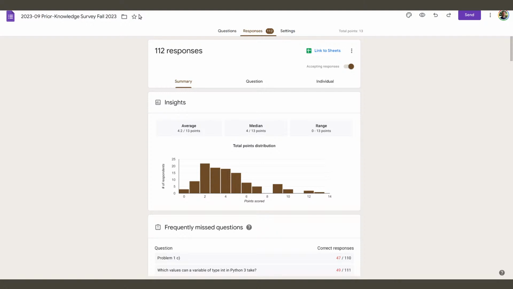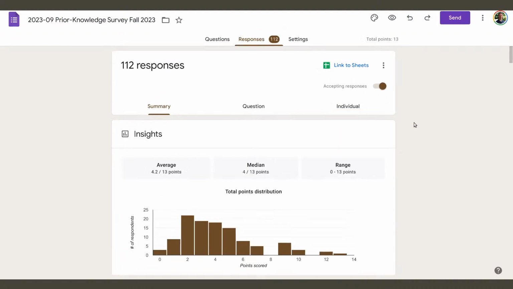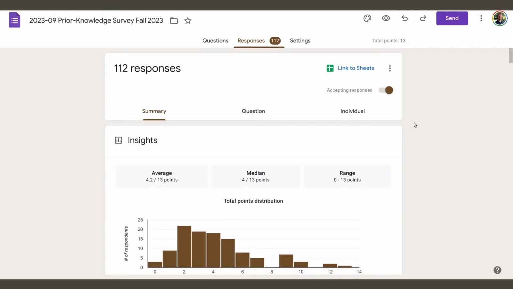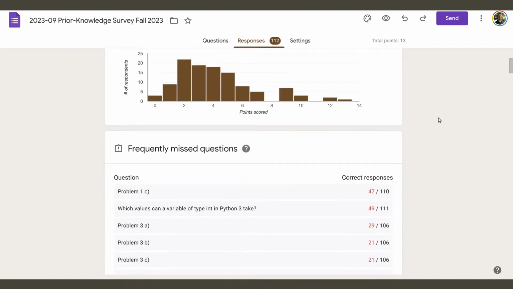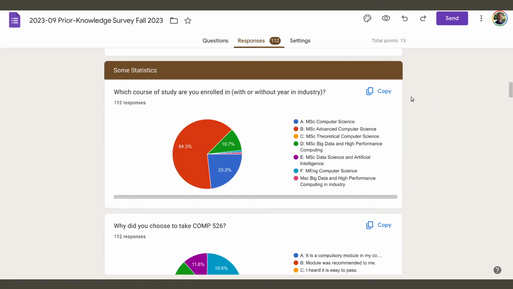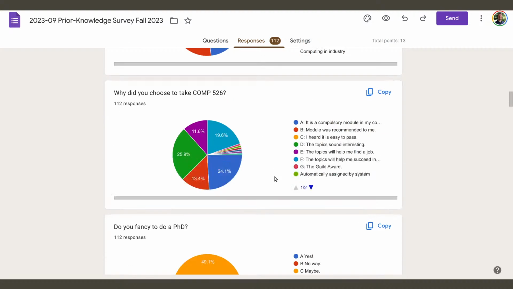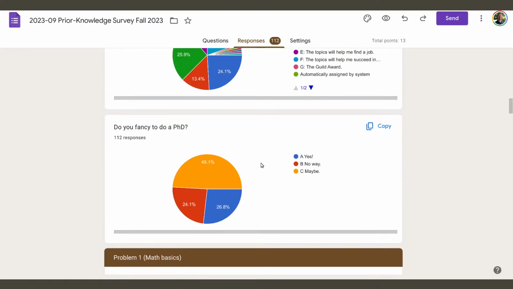Last point before we get started was the prior knowledge survey. I will not discuss individual questions here in detail. That costs us too much time, and they're also not so important. A few general remarks. Two thirds of this cohort are from the Advanced Computer Science course. And a quarter is in the conversion masters, and then there's a few others. The largest other group is big data, but we also have a few other courses present. I'll leave that for you to read.